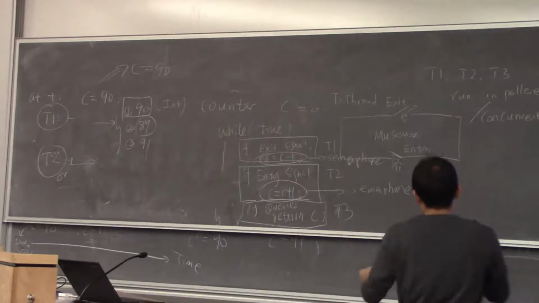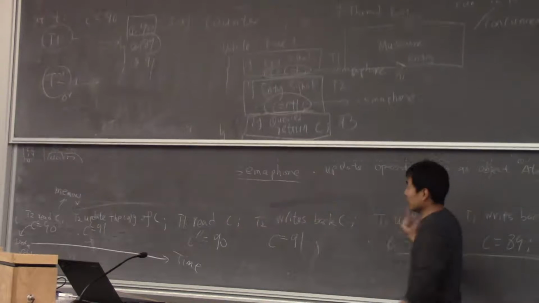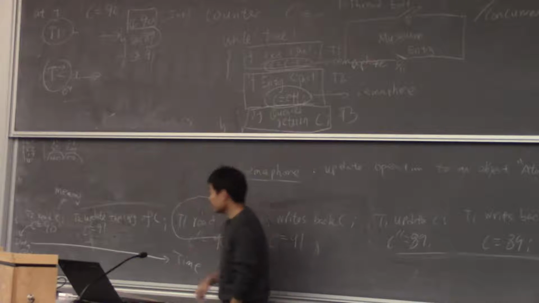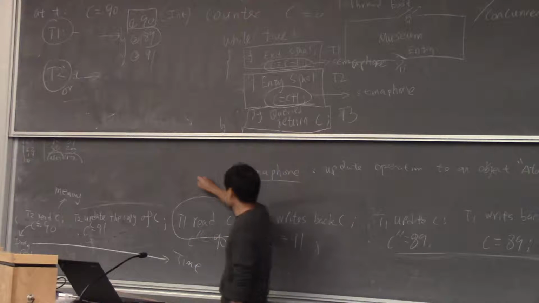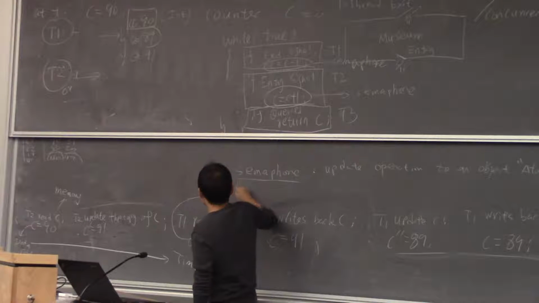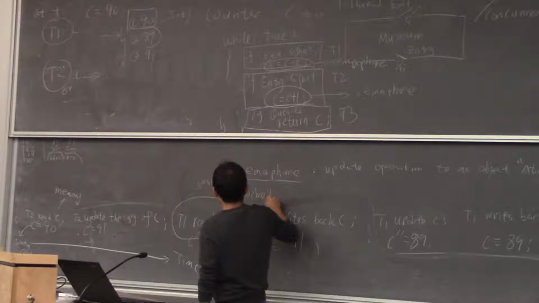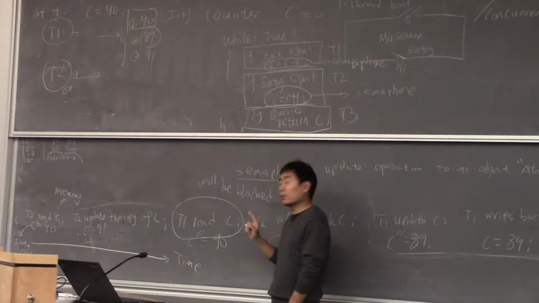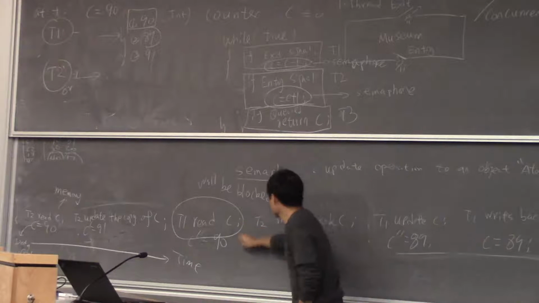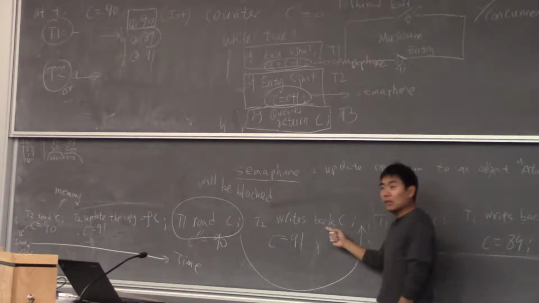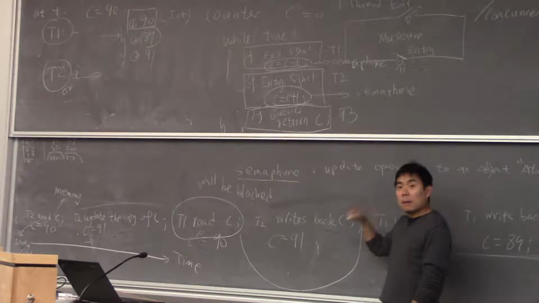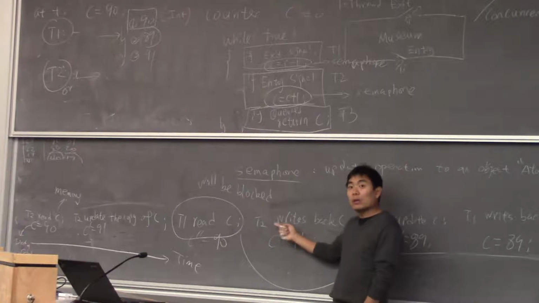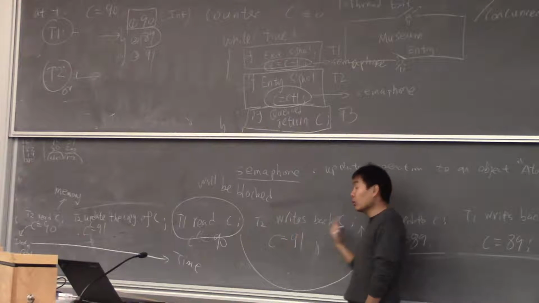What that means is, in this sequence, this particular step will be blocked, and this action can only be executed after which step? After this step, when the update to the object C has completed by the first thread. And that's when I release the semaphore so that you can go ahead.